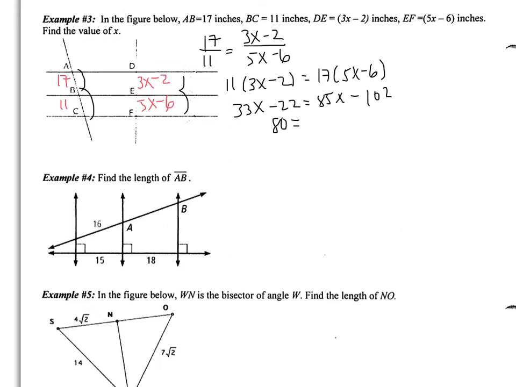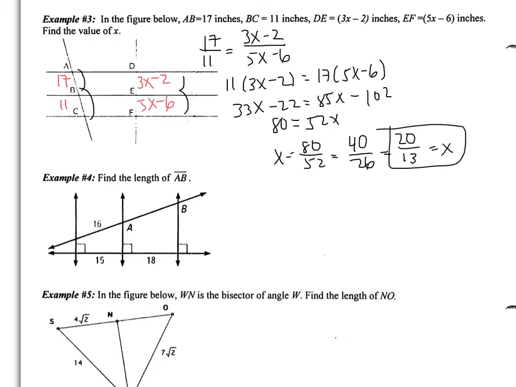I get 52x. So overall, I get x equals 80 over 52. If I divide both by 2, I get 40 over 26. Divide by 2 again, I get 20 over 13 equals x. That's my final answer. It's okay that it's a fraction. Sometimes we're going to get fractions. I know sometimes we think that means we did something wrong, but no, that's right this time.